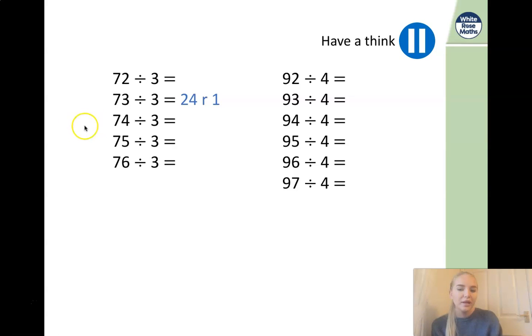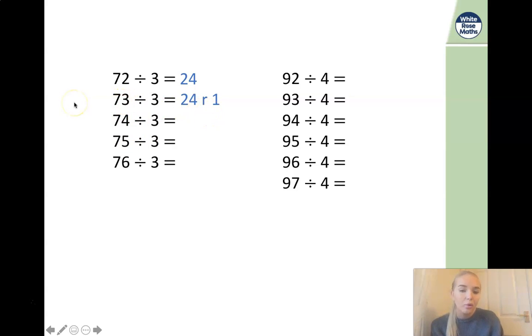Okay, so if we know that 72 is 1 less than 73, then my answer will have 1 less of a remainder. So 72 divided by 3 would be 24. Similarly, if I know that 74 is 1 more than 73, then we already know that it's going to have 1 more remainder. So my answer to this would be 24 remainder 2.